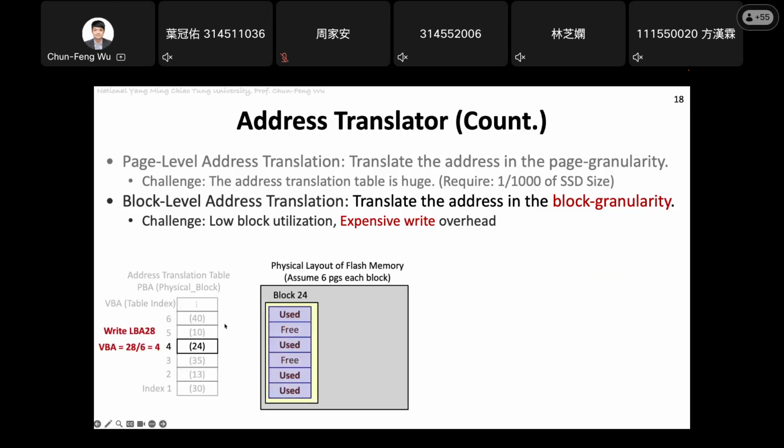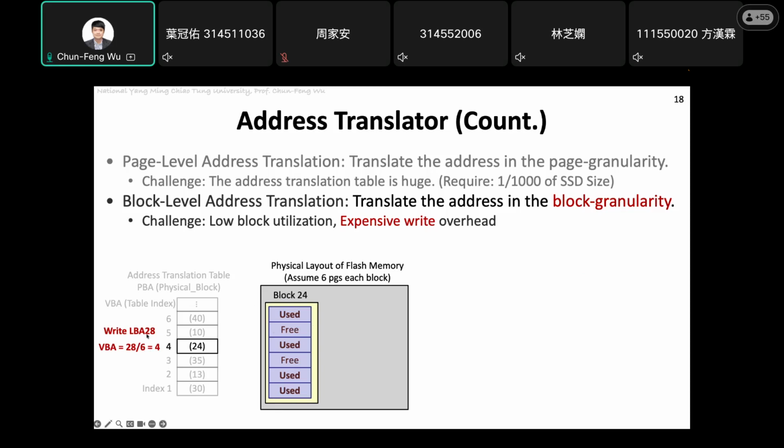Now if we are going to write to LBA 20, what is LBA 20? We will do some mathematics. Because 120 pages is too hard to draw, I will just give you a tiny example. Let's assume each block only has 6 pages: 1, 2, 3, 4, 5, 6. So each block has 6 pages.